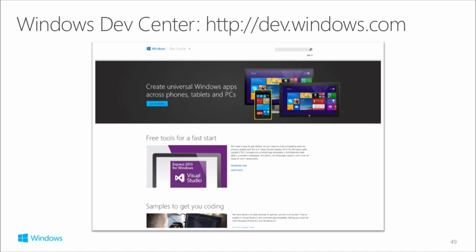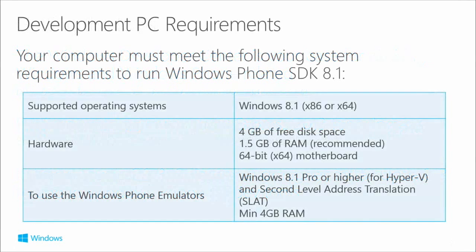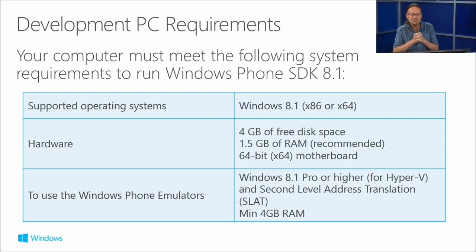We've already got single sign-on, so you can sign on once as a developer, and you are obviously building for both of them. You can get the tools, the free download of Visual Studio, from there as well. Your dev PC needs to be running Windows 8.1. It can be x86 or x64. Actually, in Windows Phone 8, it had to be x64, but we now support x86 for building for Windows Phone or Windows 8.1. Yeah, 4 gigs is really the minimum.